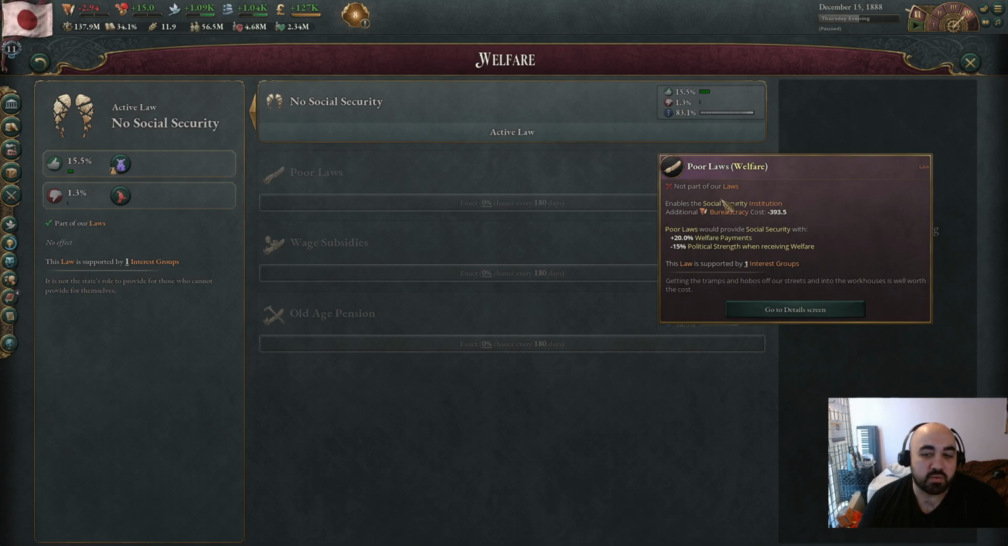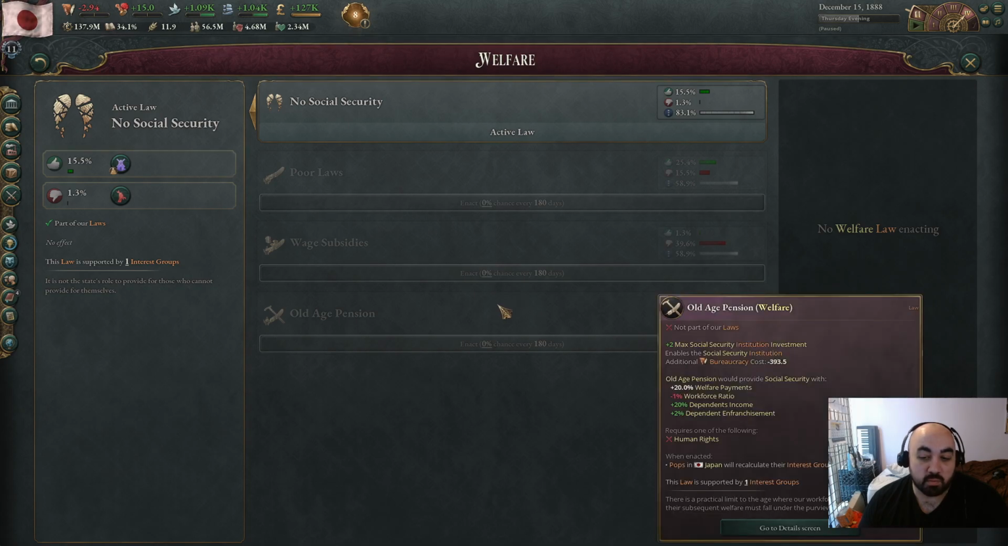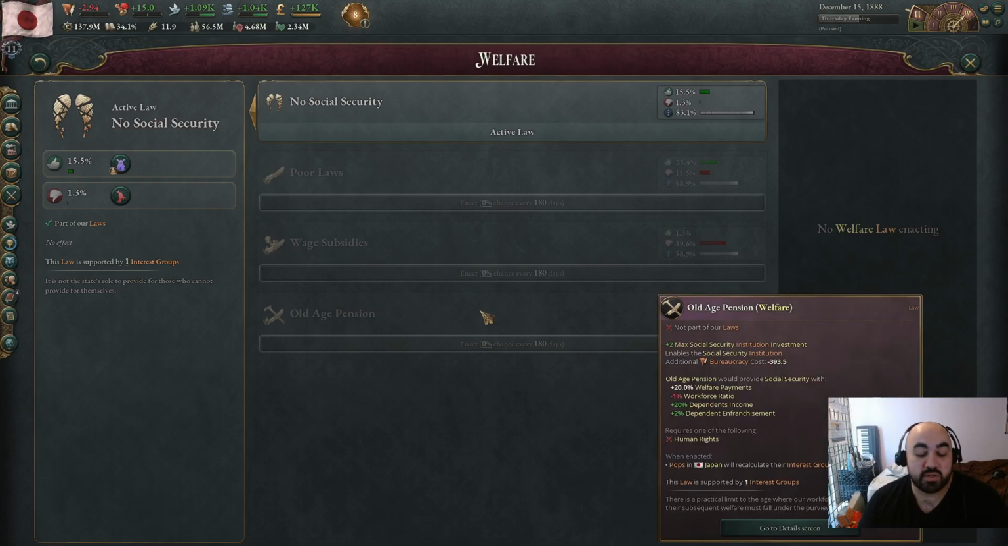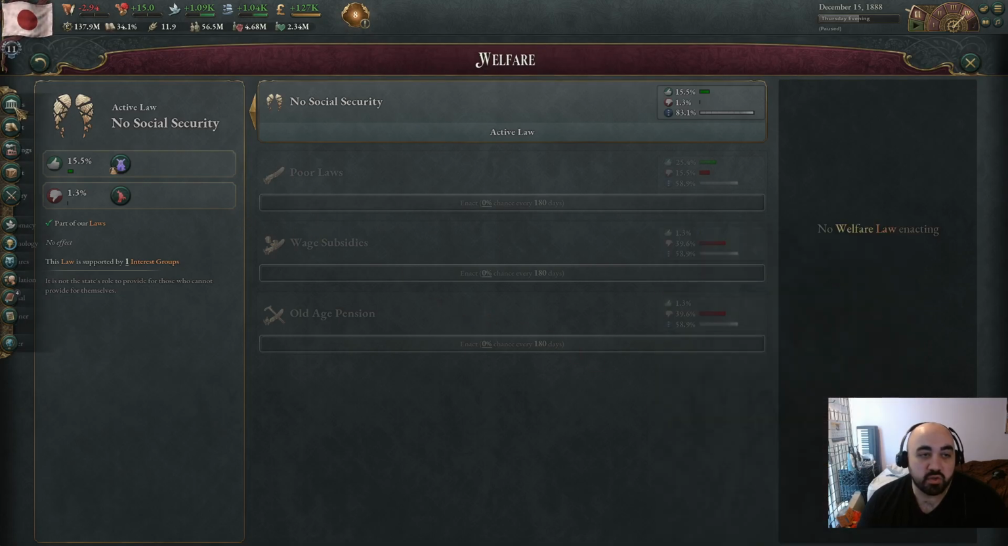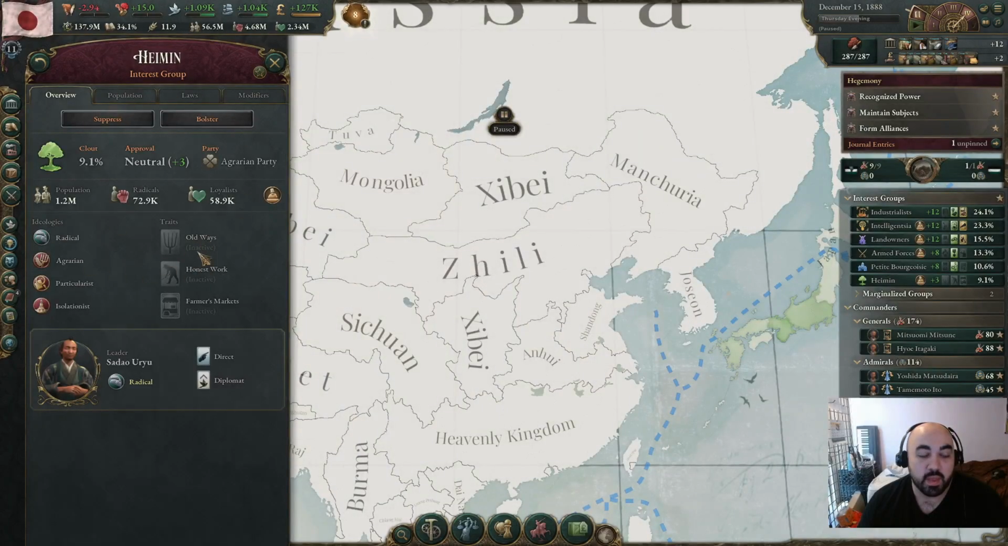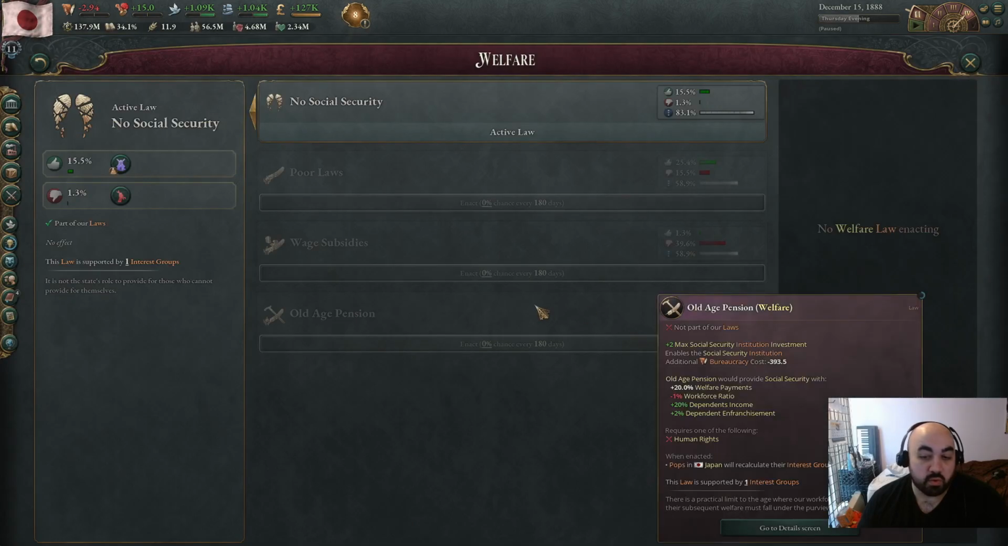Notably, it is going to get minus political strength when receiving welfare, and so this is the modifier, and this one gives kind of the reverse of that, which is dependent enfranchisement, so the dependents get some votes. And so usually it is hard to get the rural folk powerful, but if you're trying to get the rural folk powerful, this is going to help the old age pension.